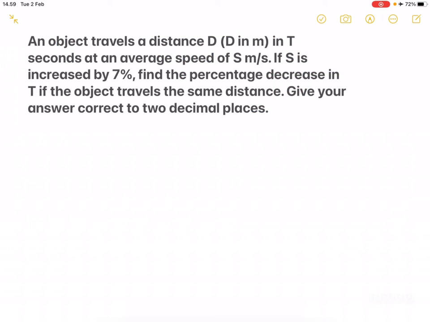Alright, for the second question, I would think it's pretty interesting. So it says an object travels a distance d, d is in meters, in t seconds at an average speed of s meters per second. If s is increased by 7%, find the percentage decrease in t if the object travels the same distance. And you must give your answer correct to 2 decimal places. So we may predict that the percentage decrease might involve like crazy decimal numbers and stuff like that.